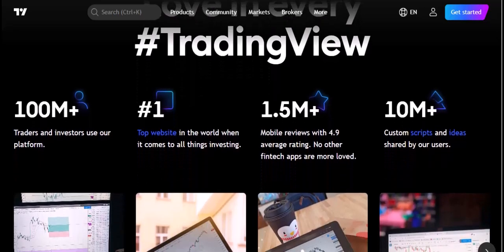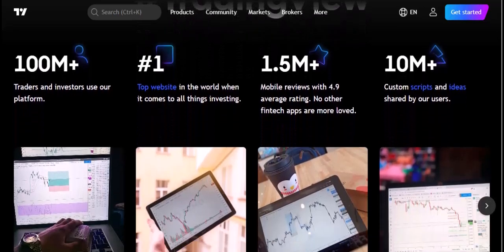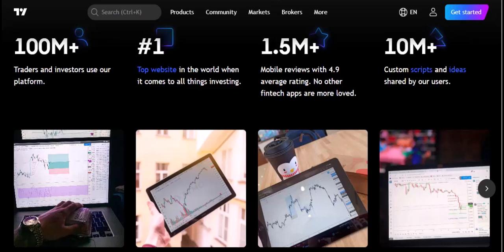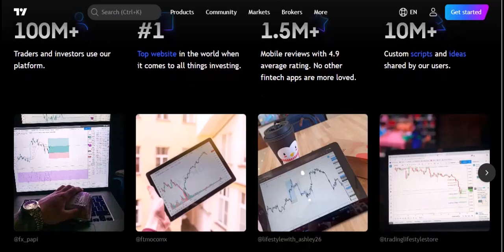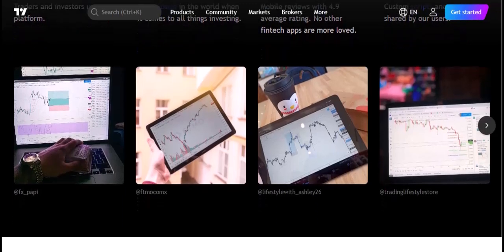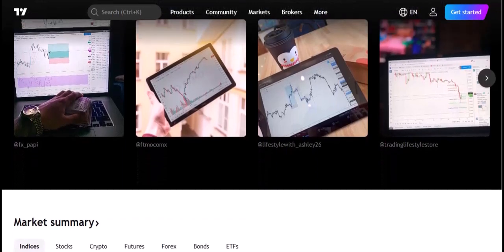Let's start with Essential. This is the entry-level paid plan, and it's designed to remove those basic frustrations. You get more indicators, more saved layouts, and, crucially, no ads. It's a step up, a smoother experience, but still relatively basic.